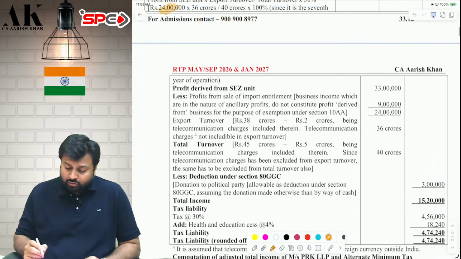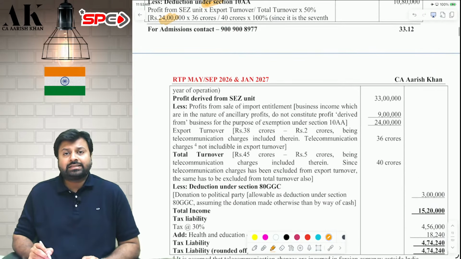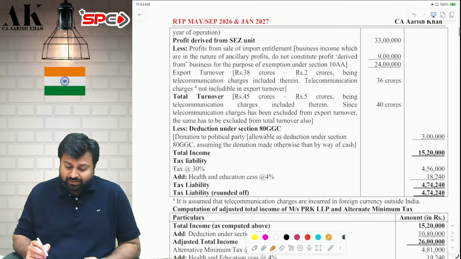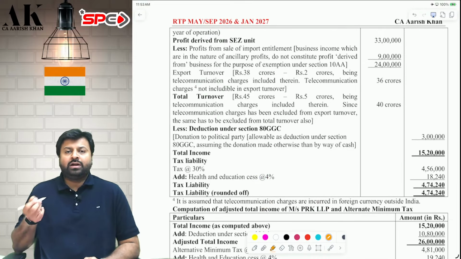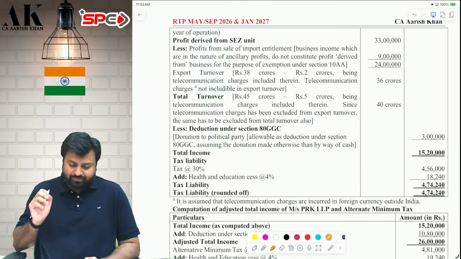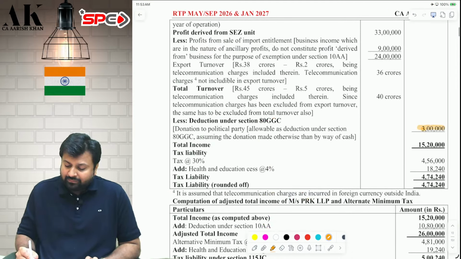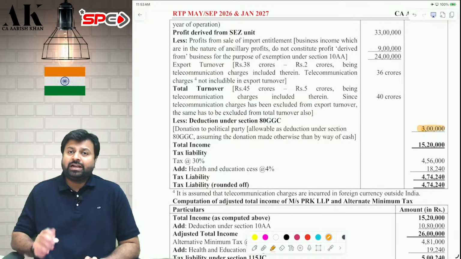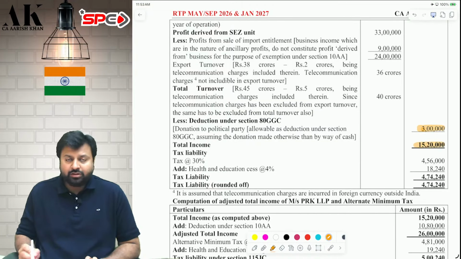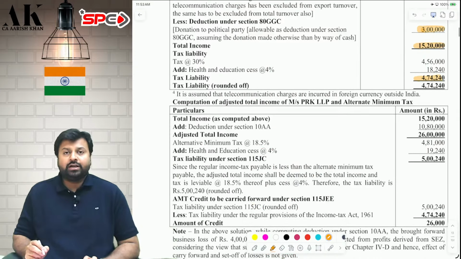After doing this, you have to compute your deduction under what? SEZ of 10AA. How much deduction will you claim? Multiplied by export turnover divided by total turnover into profit into 50%. So your deduction will come to how much? 10,80,000 rupees. Then you will claim one last deduction, 80GGB, that is political party donation. Then you will apply your 30% tax, 4% cess, that will give your tax liability. I hope it is clear to all of you.